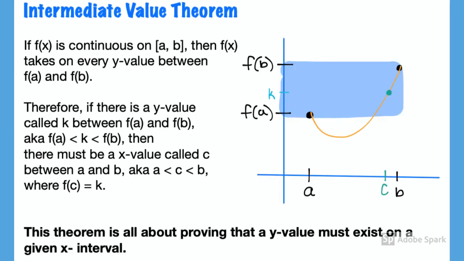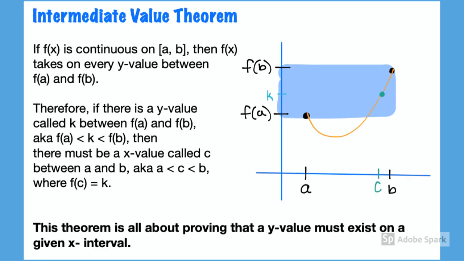So you can see here that I highlighted the section of the graph that goes from f of a to f of b in the y direction. And you can see that the orange line actually hits every single y value in that blue section. So that's what the intermediate value theorem is saying.